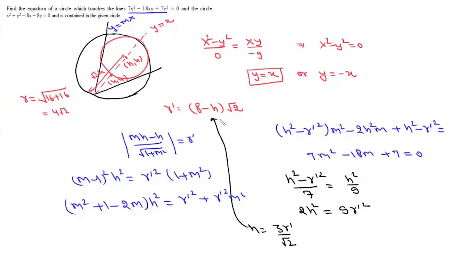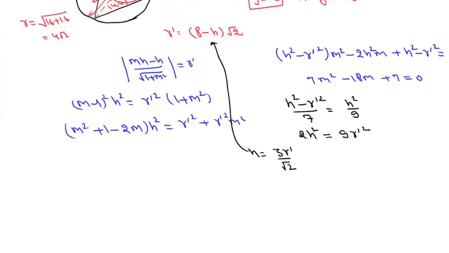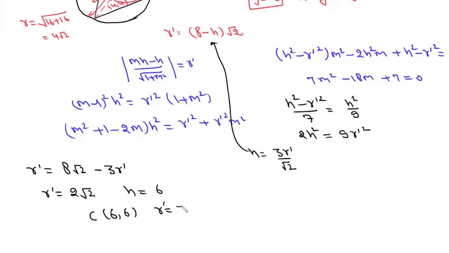Now we put the value of h here. So we can write r dash equals 8 root 2 minus root 2 h, and root 2 h is 3r dash. So the value of r dash is 2 root 2, and the value of h is 6. So the center of this circle is at (6, 6), and its radius is 2 root 2. So the equation of this circle will be (x minus 6) square plus (y minus 6) square, and that will be equal to (2 root 2) whole square.